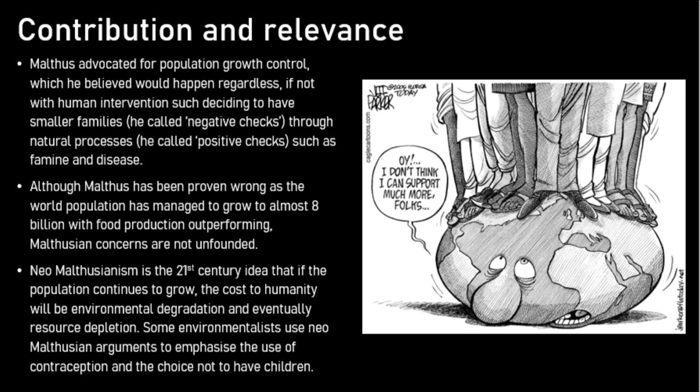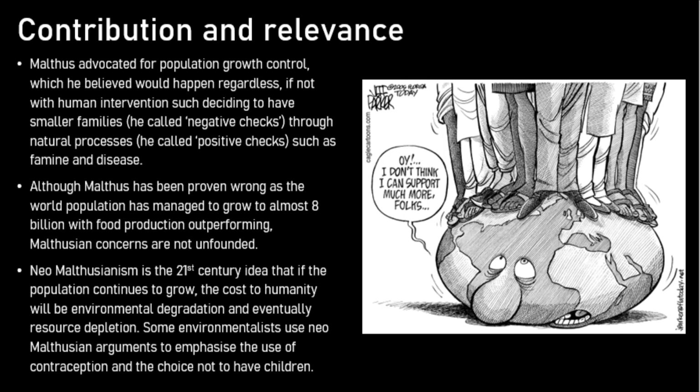Malthus advocated for population growth control, which he believed would happen regardless, if not with human intervention, such as deciding to have smaller families, which he called negative checks, then through natural processes that he called positive checks, such as famine and disease. Although Malthus has been proven wrong, as the world population has managed to grow to almost 8 billion with food production outperforming, Malthusian concerns are not unfounded.